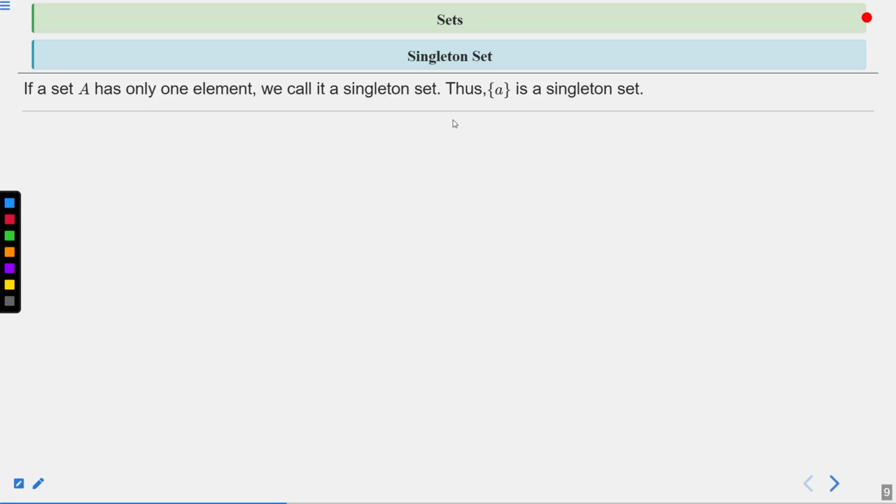Now, singleton set. As the name suggests, single. So, a set having only one element. Simple. Suppose we are having a set with the single element A. Such sets will be your singleton sets. Clear?